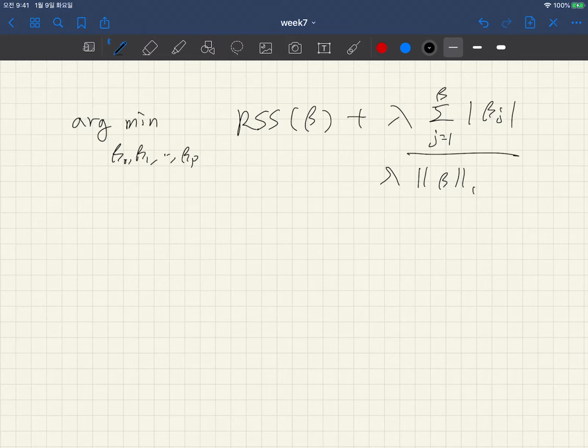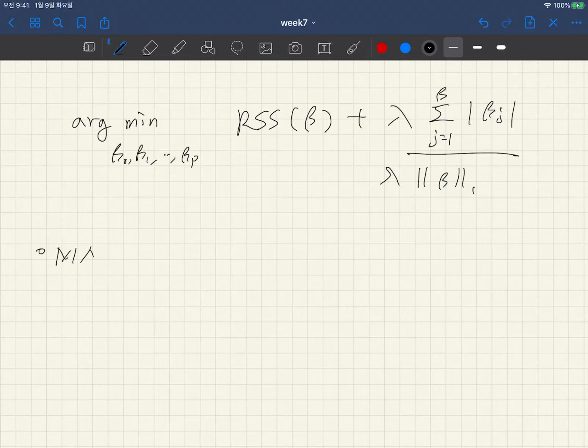Okay, and why are these two-norm or one-norm regularizations or cost functions very useful for finding a very nice parameter set beta? There are many explanations for Ridge and LASSO regression, and in this video clip I will give you two different approaches for understanding Ridge and LASSO. The first one is the Bayesian approach.